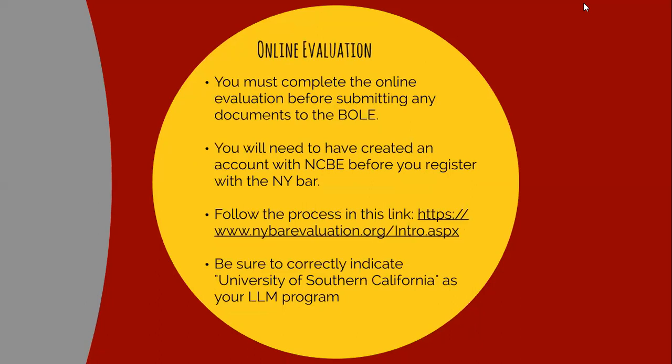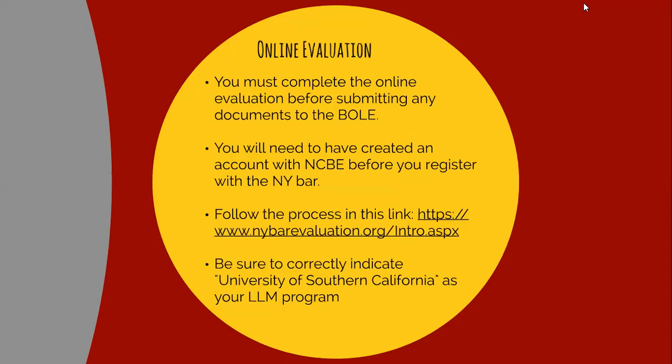So in terms of timing, the first thing that you'll do is you'll start with the online evaluation. This is what will give you your BOLE ID number. You will have to have created an account with NCBE. And then there's a process in the link, so you'll just follow that process. And it's also in the PDF that we'll share with you about the New York Bar.